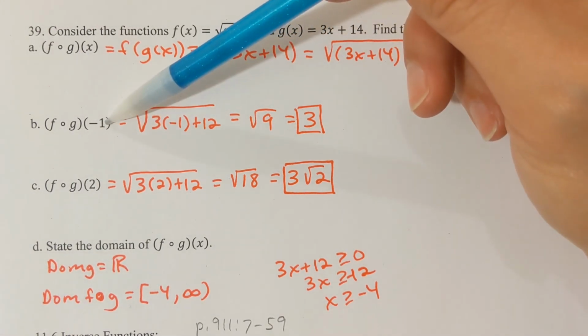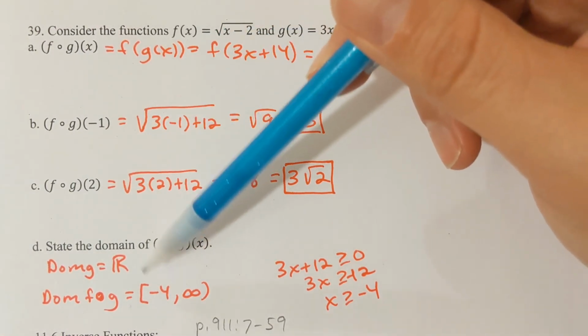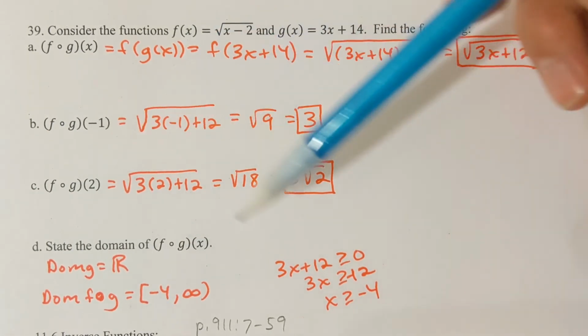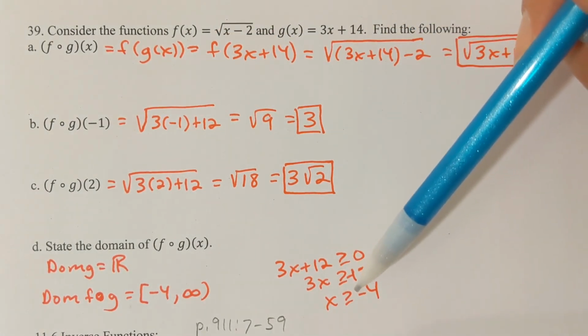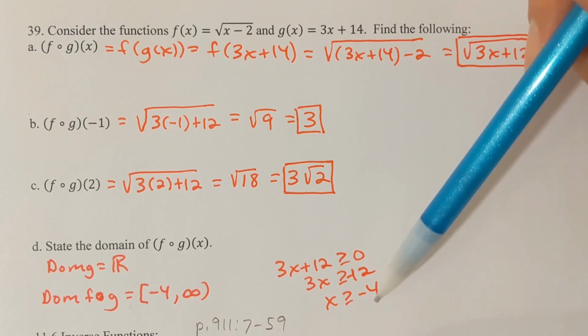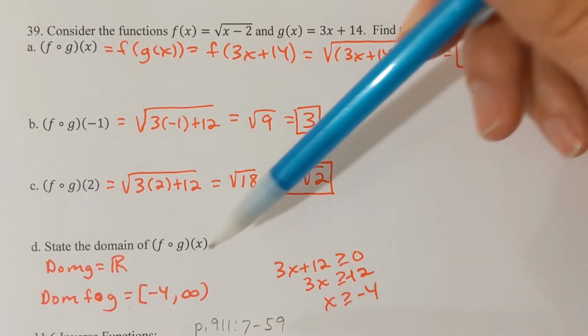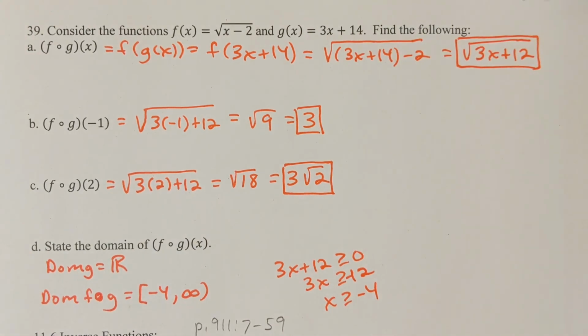Here I was using -1, that's okay. 2 is okay, right? Any number as long as it's -4 or bigger is going to be okay. We don't want x to be less than -4. That's no good because then we'll have an overall negative underneath the square root sign. And again, we're not doing anything with imaginary numbers. It's all about the real numbers that we can use here.